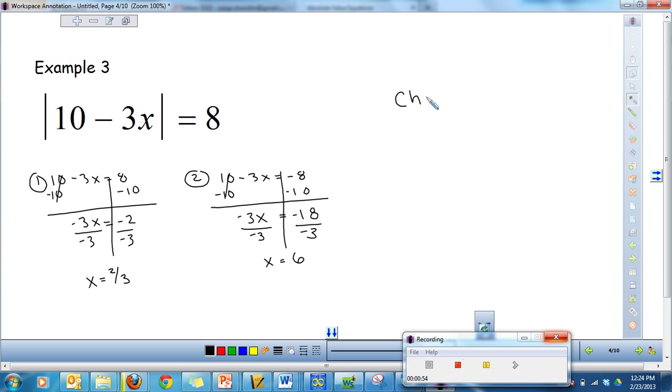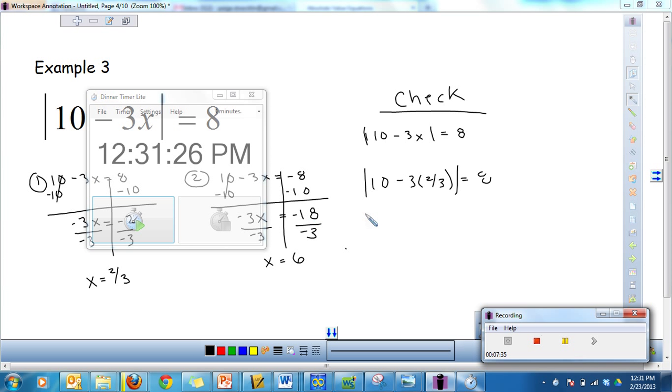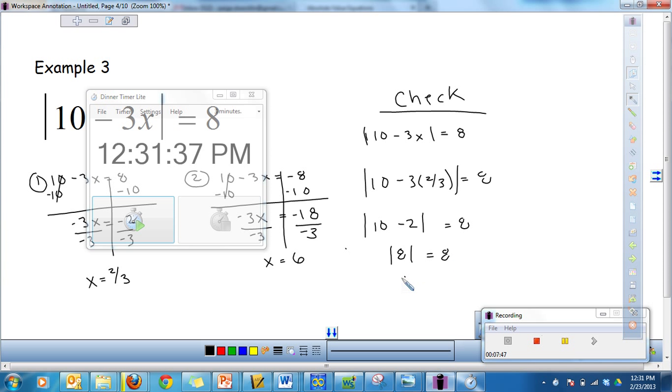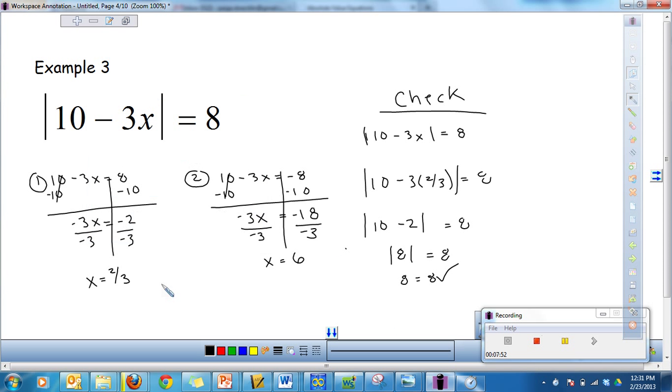Let's go ahead and just check to make sure that this works. So is the absolute value of 10 minus 3x equal to 8? Well, let's try our first number. Does the absolute value of 10 minus 3 times 2/3 give you 8? Well, negative 3 times 2/3 gives you a negative 2. 10 minus 2 is 8. And what is the absolute value of 8? It's 8. That works.